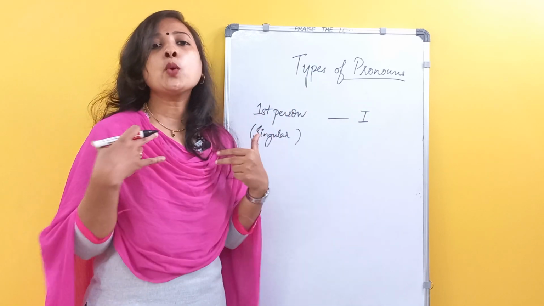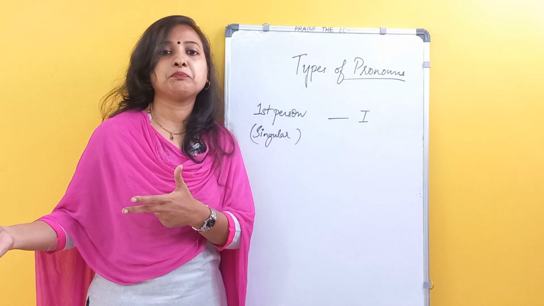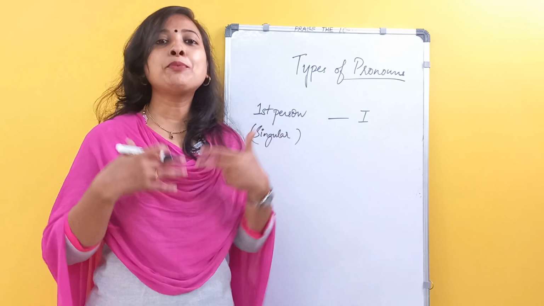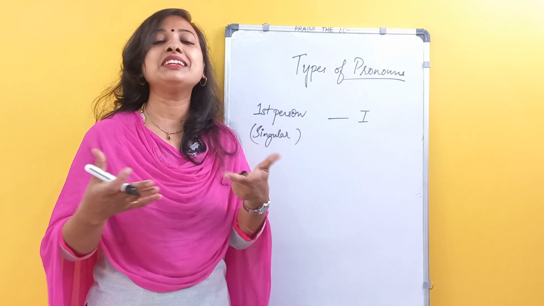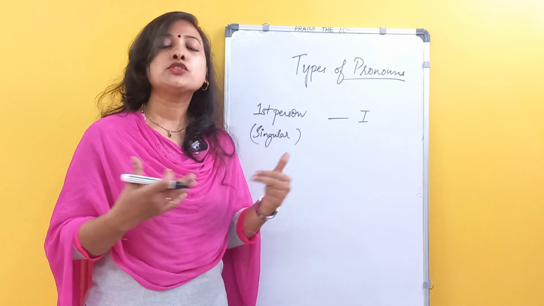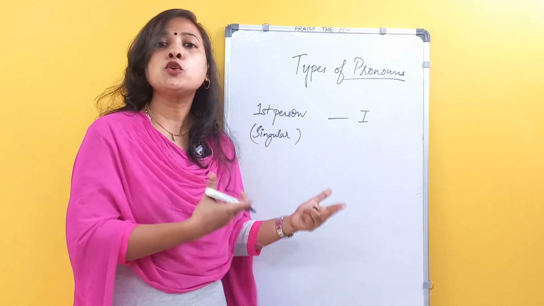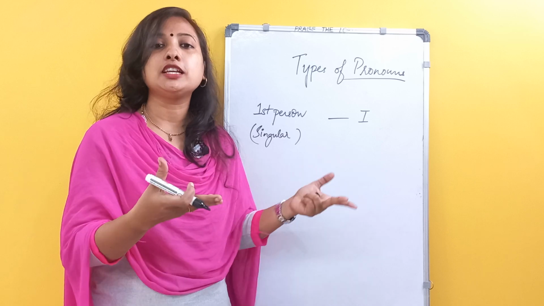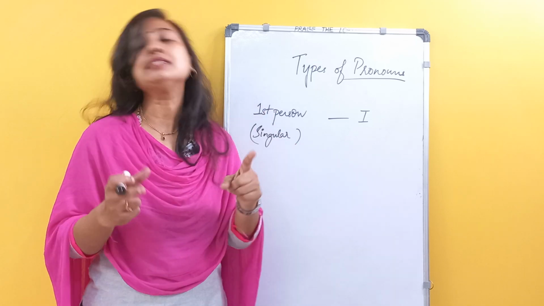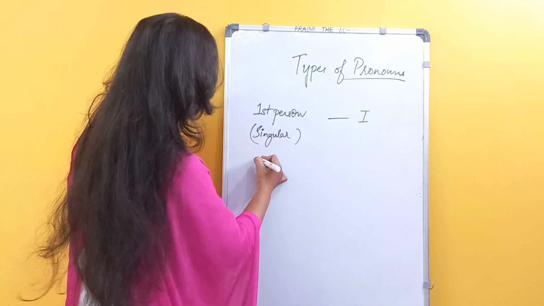Suppose along with me someone is also there, and we both are delivering some lecture. If two people are delivering a lecture, it will become we. Two or more people will become we. We are delivering, so we are still the first person. So first person plural.